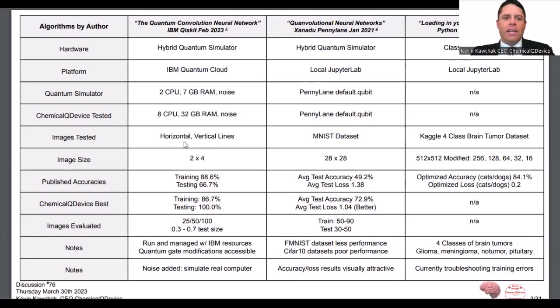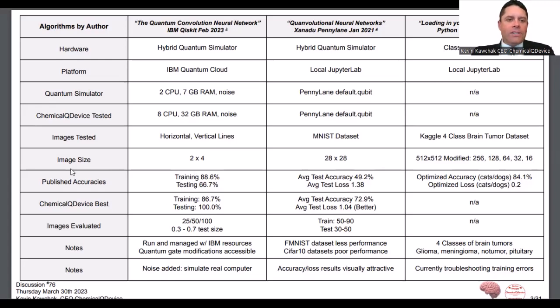Now the images tested: horizontal lines, and the MNIST data set. So the MNIST kind of gets the nod in that case. But again, I think most of the training has been done on PennyLane on classical. So doing it quantum on a simulator is a relatively newer thing. As for the image size, you could see that theirs was bigger in PennyLane.